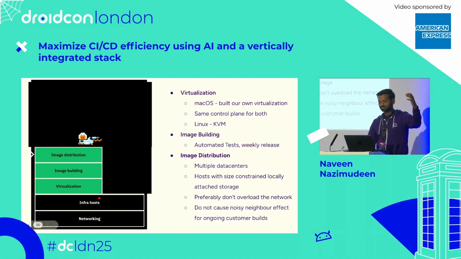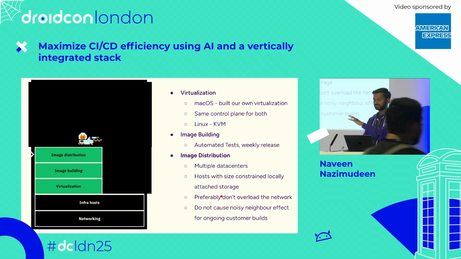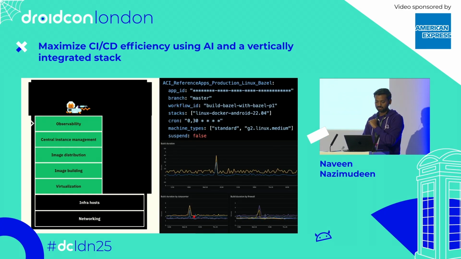So now on top of this infra host, we have virtualization. We built our own virtualization so that we can respond quickly to any problems. Image building: we release an image once a week so that our mobile tooling teams have the latest tools available. And distributing these images is tricky because they're large and it has to go across hundreds of thousands of nodes without impacting any network activity. So these were challenges we had to overcome.